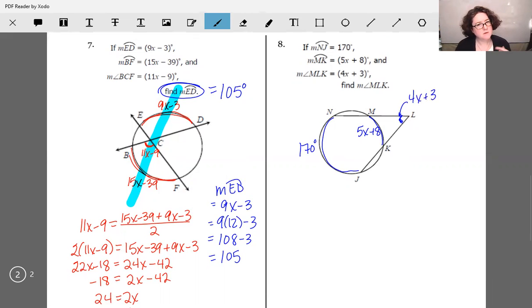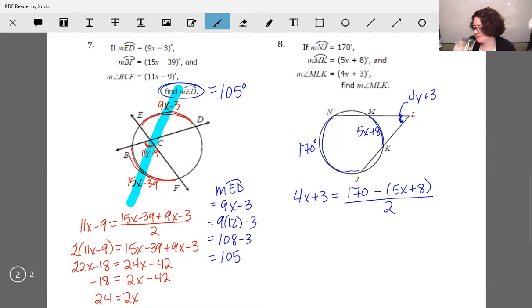So same kind of thing. Some algebra that'll take a few steps, but the setup is very straightforward. The intersection is on the outside. So do we add or subtract with our arcs? Yeah, we subtract. So angle equals big arc minus small arc, divided by 2. So angle equals big arc minus our small arc, which I'm going to put in parentheses. You're going to see why in a sec. Divide by 2.